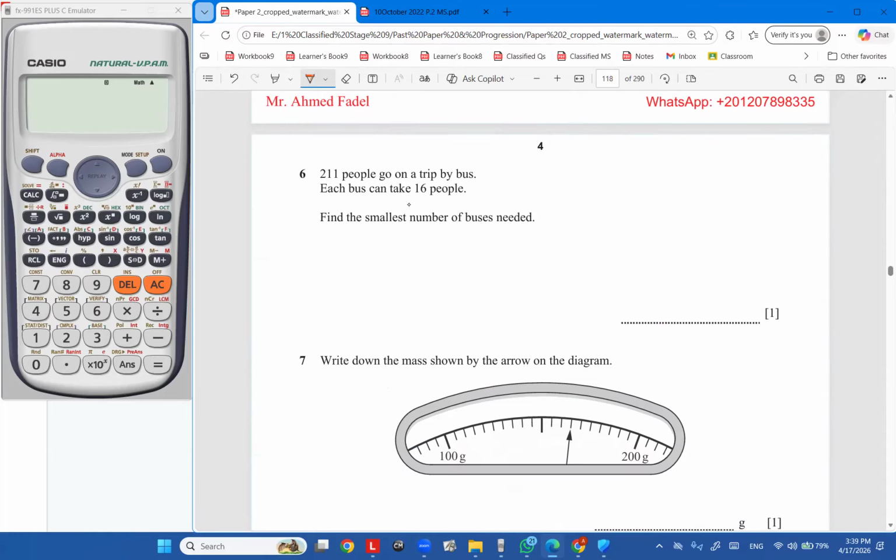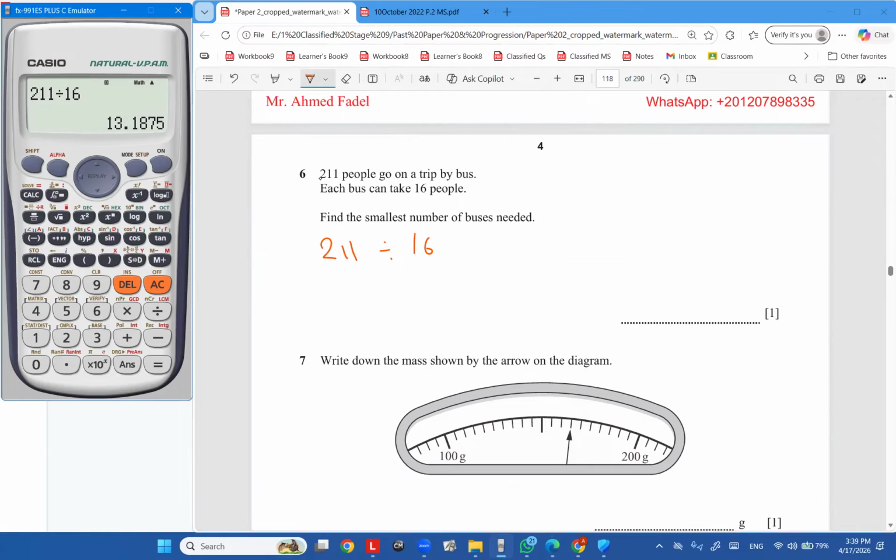211 people go on a trip by bus. Each bus can take 16 people. Find the smallest number of buses needed. So to take 211 people, divide them by 16 people per bus, which is going to give you 13, but actually I need more than 13 buses, otherwise some people are going to be left out.